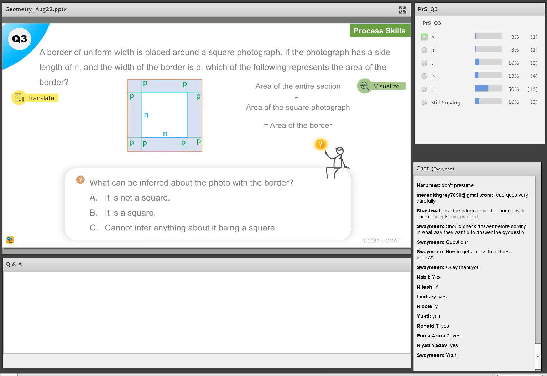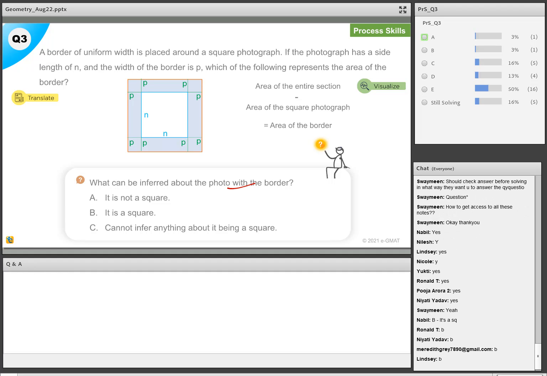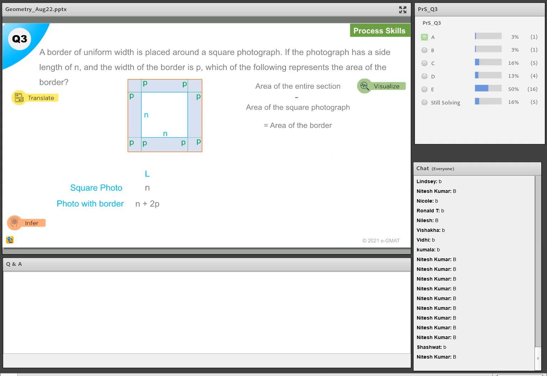Okay, now what can I infer about the photo with the border? Is it a square or not a square, or can I not infer anything? Tell me, is it A or B or C? I am so very happy you people are getting these questions perfectly right. Okay, so you people tell me that it's a square, which is absolutely correct. So the length of the square photo is equal to n.